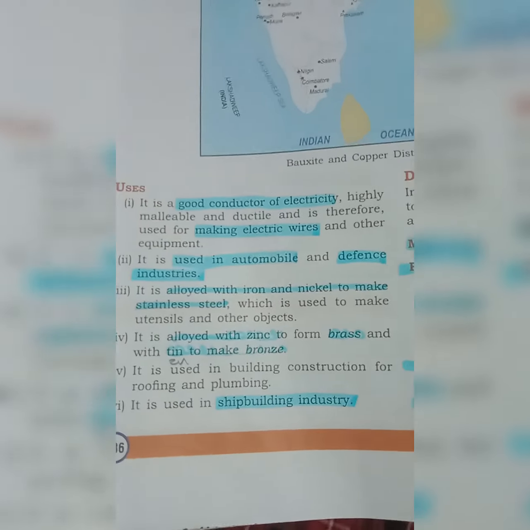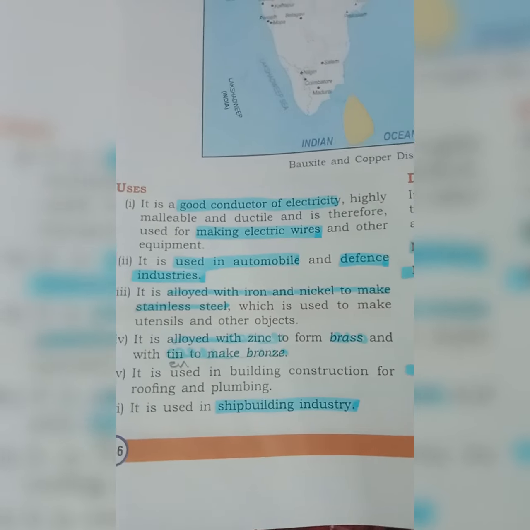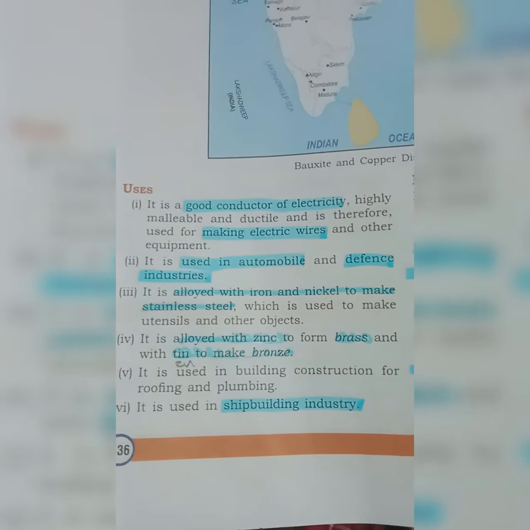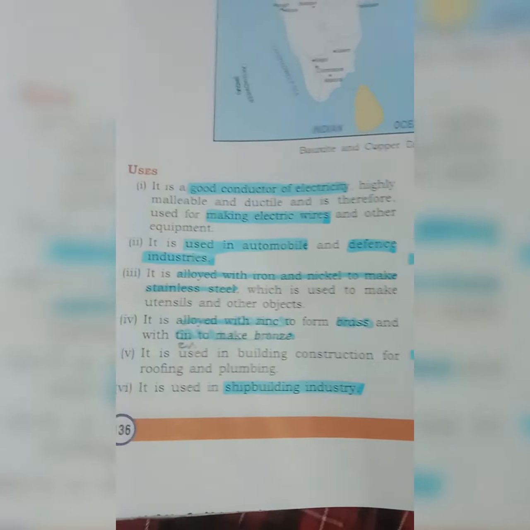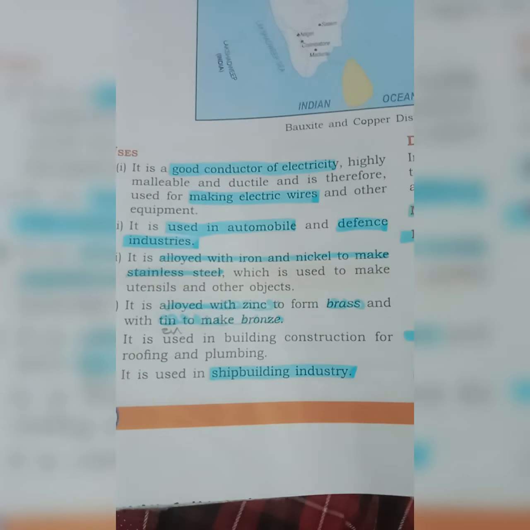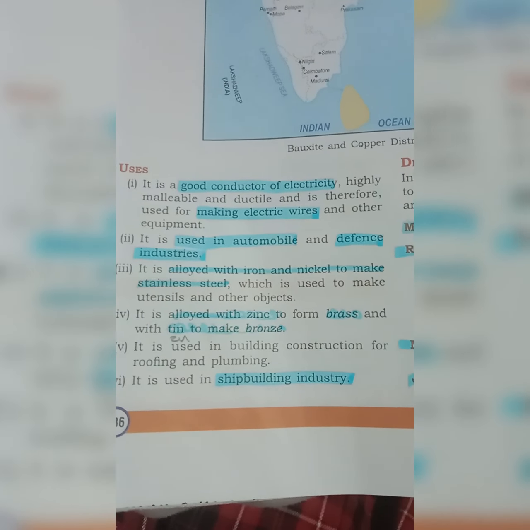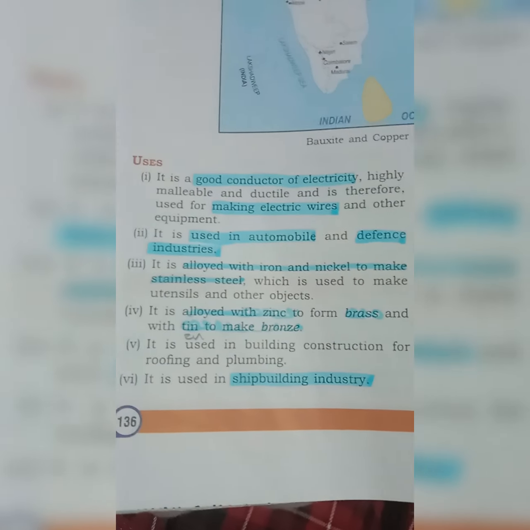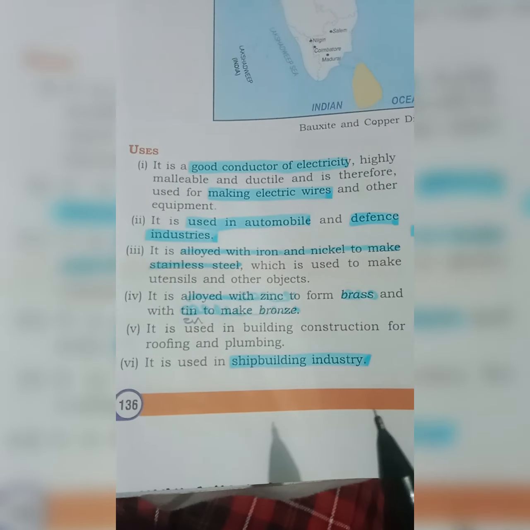So its uses are: it is a good conductor of electricity. Most of the electrical things are made of copper, and it is used in automobile and defense industries. Copper is used in automobile industries for preparing minute parts, and it is alloyed with iron and nickel to make stainless steel. So here also copper is used in making alloys, and it is alloyed with zinc to form brass and with tin to make bronze. It is used in building construction for roofing and plumbing, and in shipbuilding industries. So distribution, you just remember Madhya Pradesh, Rajasthan, Maharashtra, Jharkhand.